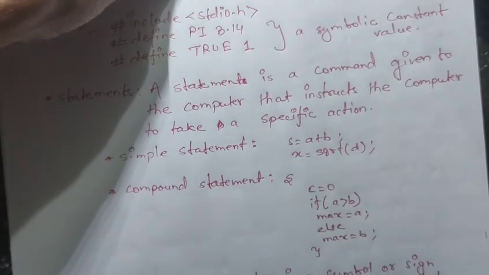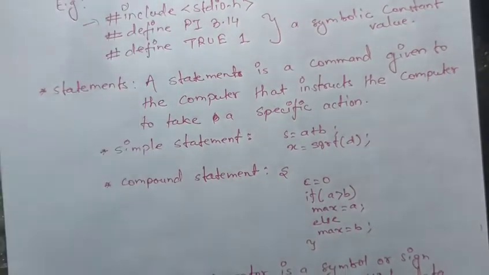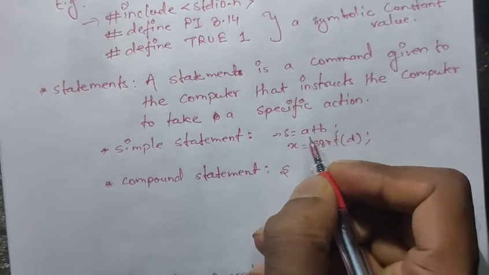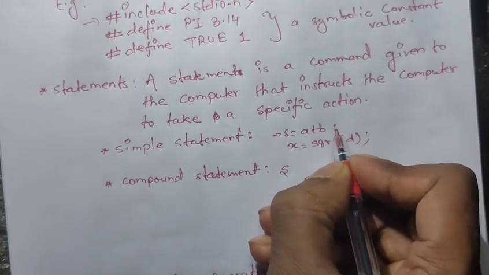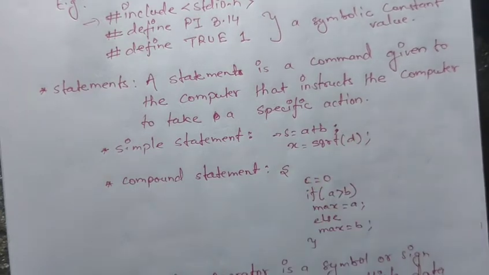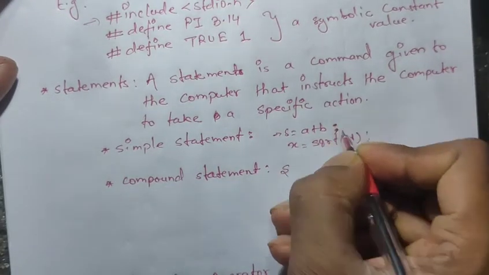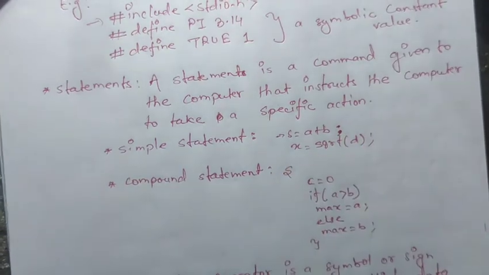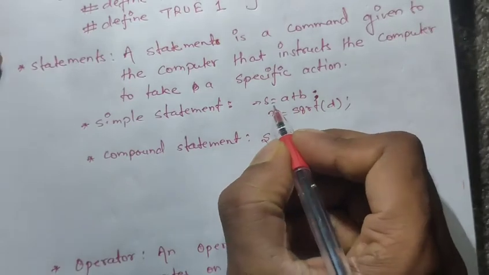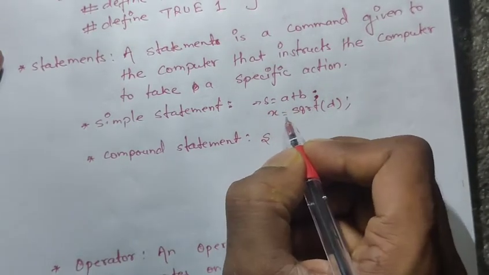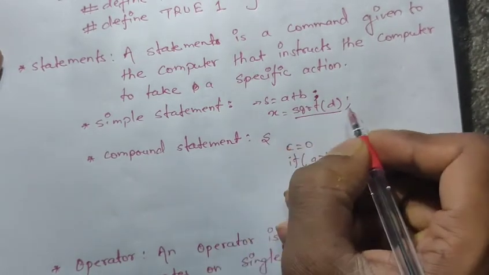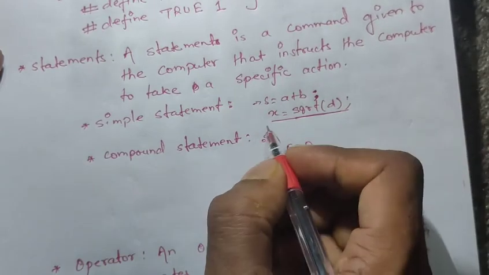The examples of simple and compound statements are written here. This line is called one statement because it has been closed with the semicolon. In the last video we discussed the semicolon, that the semicolon ends the statement. It should be used to terminate the statement. Termination of the statement is compulsory in the C programming language inside the main program. See here, s is equal to a plus b. So this is one statement. x is equal to sqrt of d, that is a function call to sqrt of d. This is known as a simple statement.